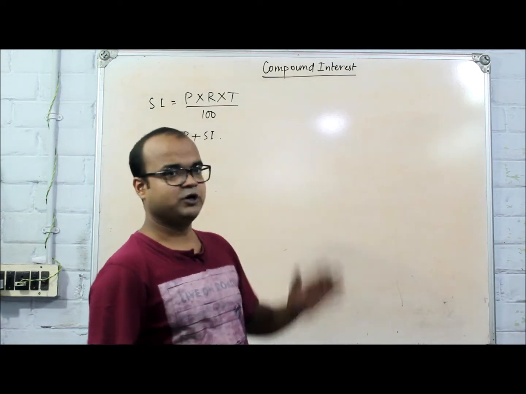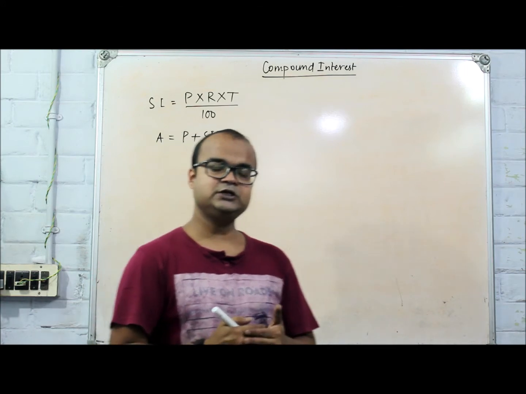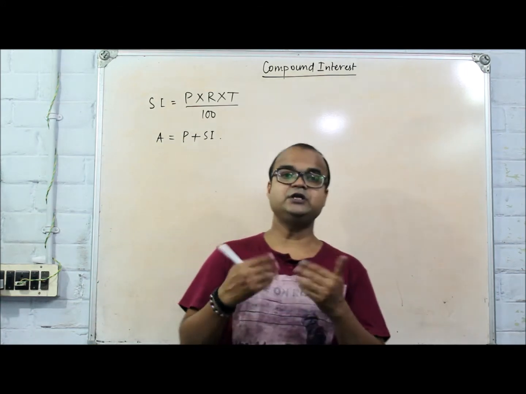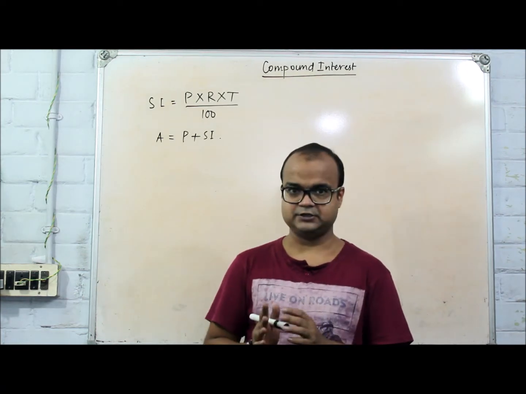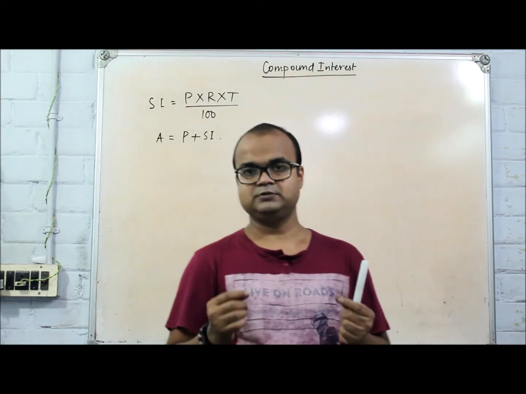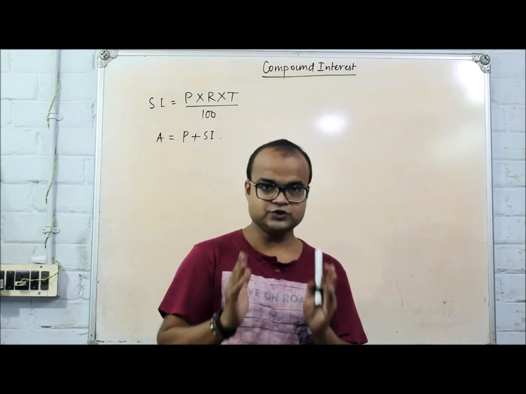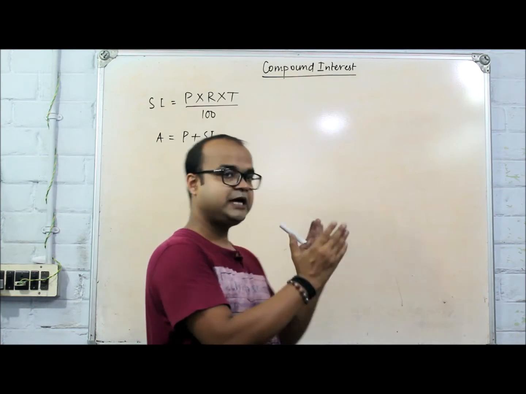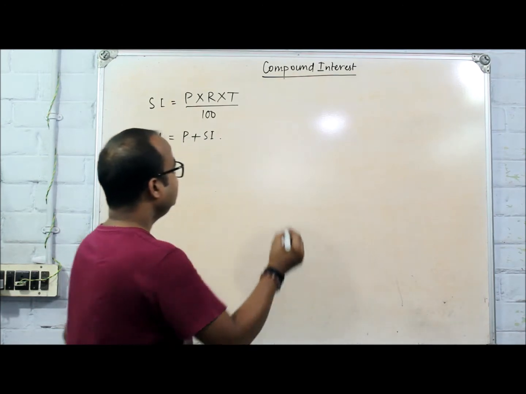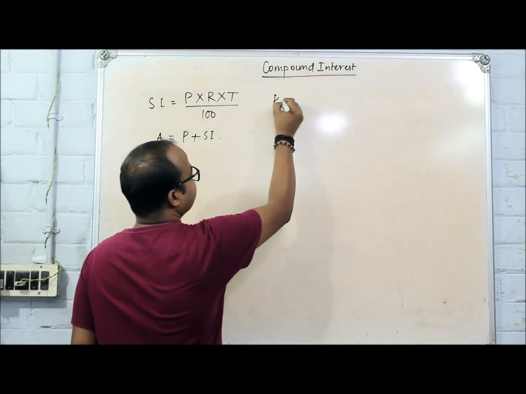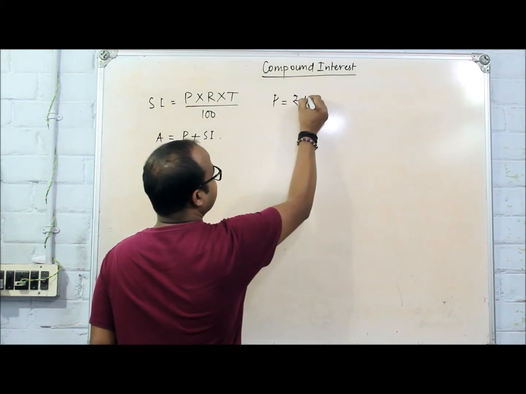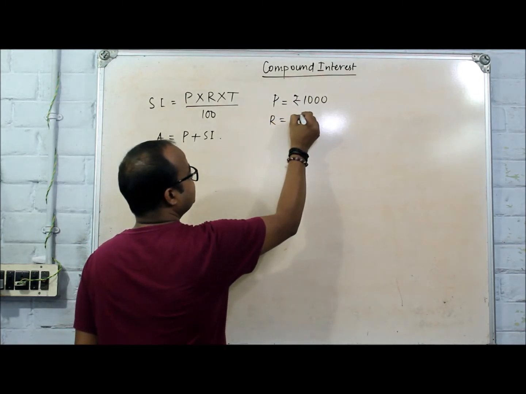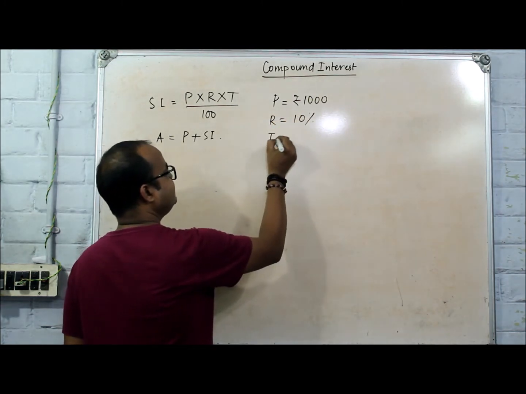Now, what is compound interest? In compound interest, your principal keeps on changing every year or any specified period. I'll take an example to illustrate the difference between simple interest and compound interest. For example, if my principal is rupees 1000, rate of interest is 10% and time is 2 years.